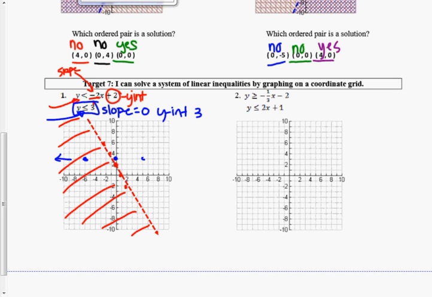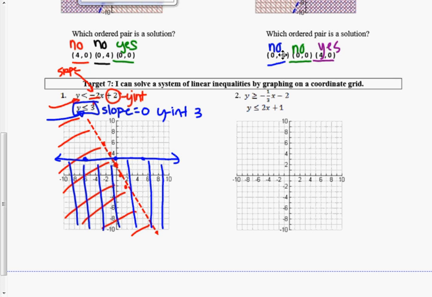So I will graph it with a solid line. It asks for everything less than or equal to 3. So we're going to shade everything below this graph to get y less than or equal to 3.